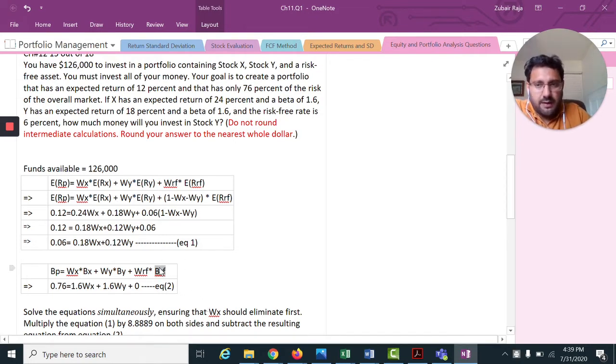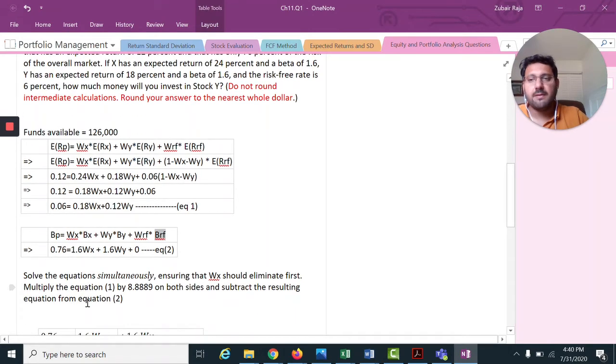And if it is 0, whatever the weight in the risk-free asset, 0 multiplied by this will give you 0 over here. So this is your equation 2. Now we have two equations, equation 1 and equation 2. If we solve them simultaneously, we will easily find the weight of Y, and thus know what the investment should be out of $126,000. This is the question: how much percent of that 126,000 should we invest in stock Y, so that the target expected return of the portfolio is 12%.